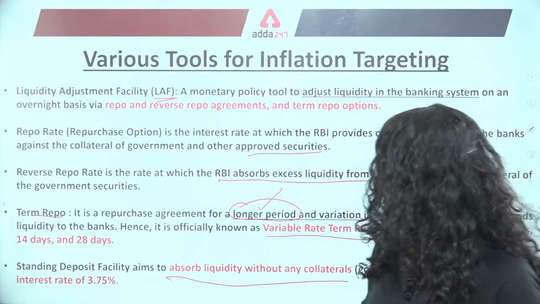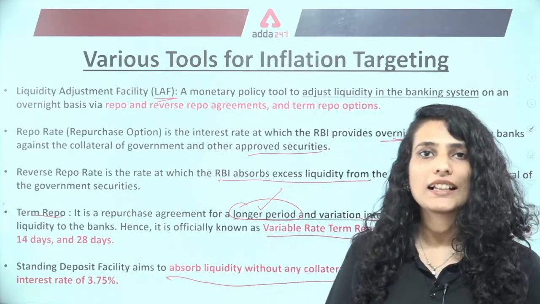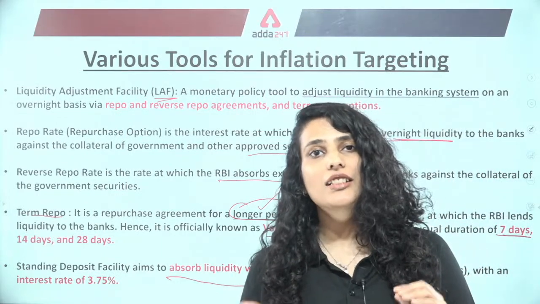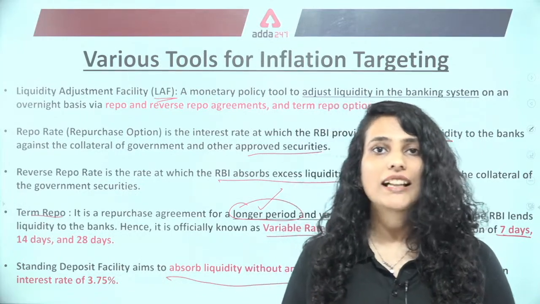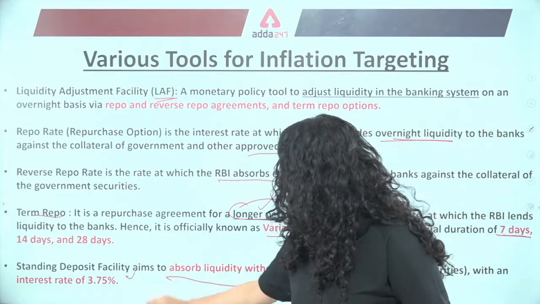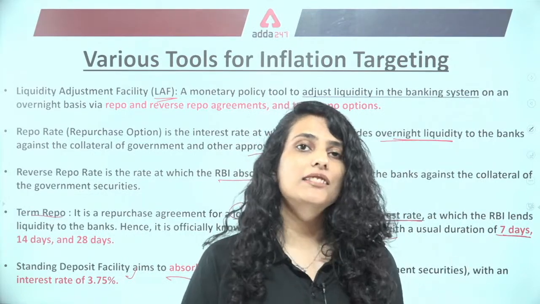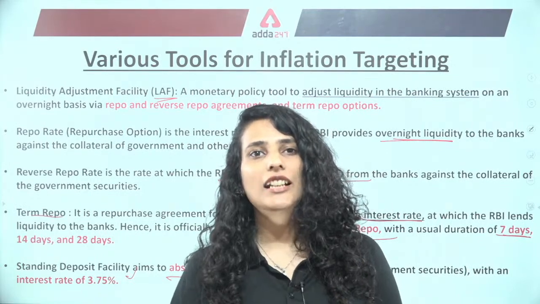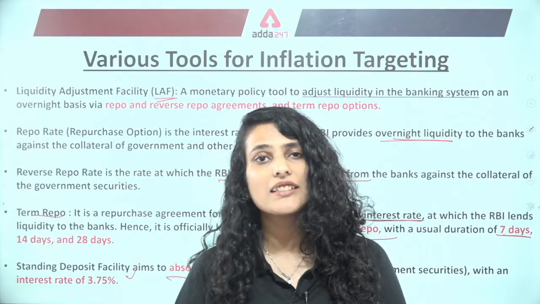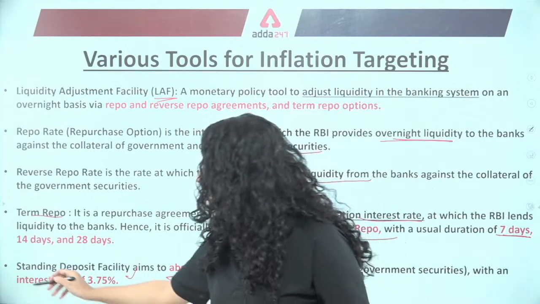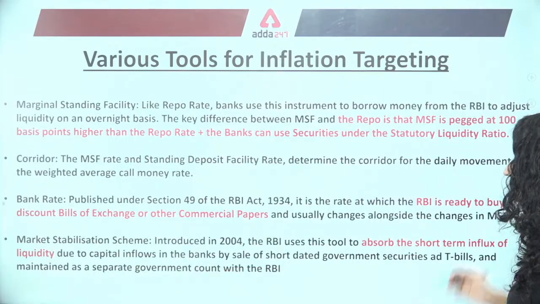Standing deposit facility, it absorbs liquidity, that is the RBI can ask the banks to deposit the extra liquidity lying in their accounts with the RBI without any collateral or a security. So that is standing deposit facility. Okay, this was used when 2016 demonetization में, when the Indian banking system was flush with liquidity. Obviously, government securities का sale and purchase would become limited to absorb the excess liquidity in the banking system. So in that case, standing deposit facility was used. So that is the best example to remember it.